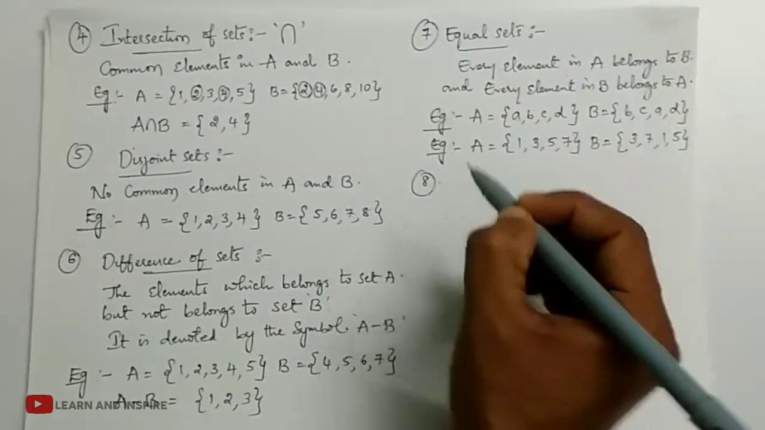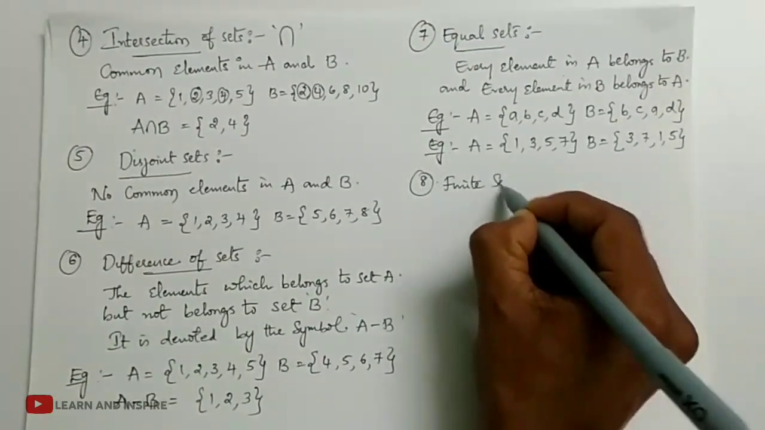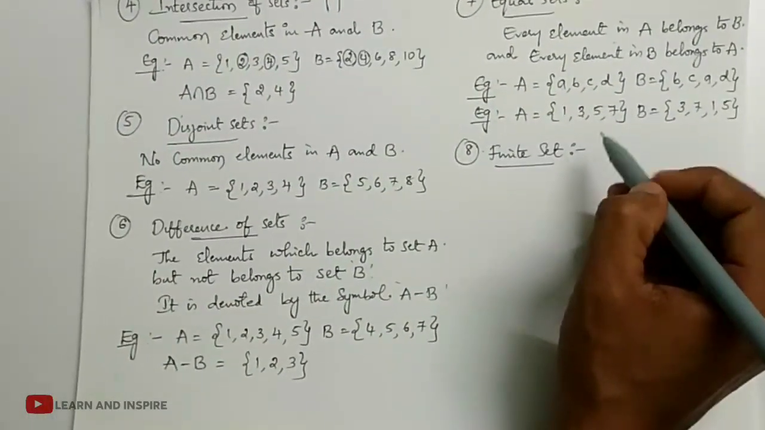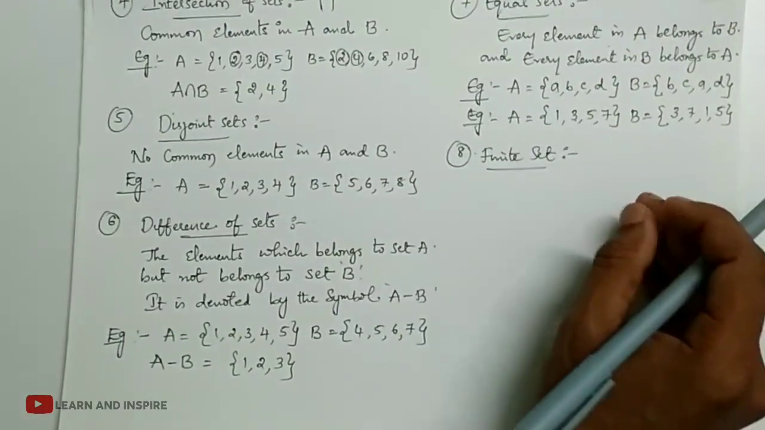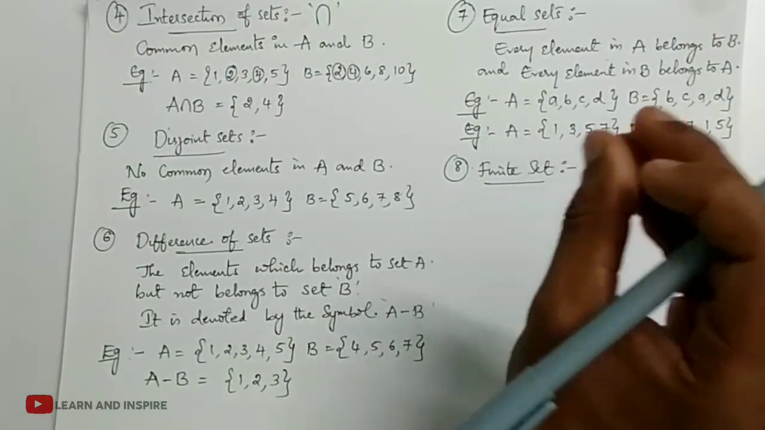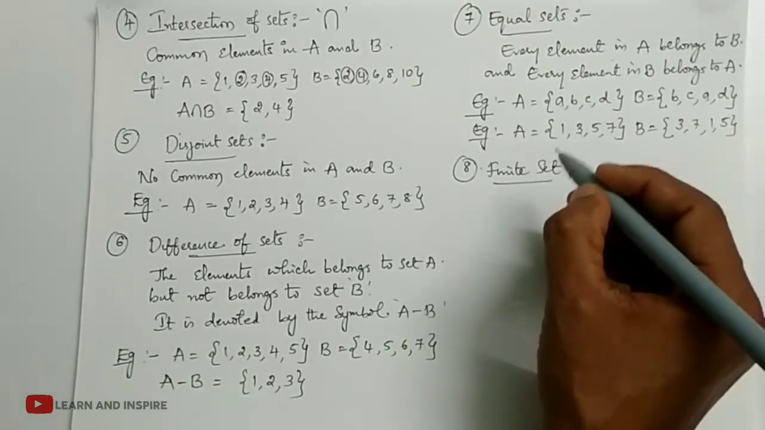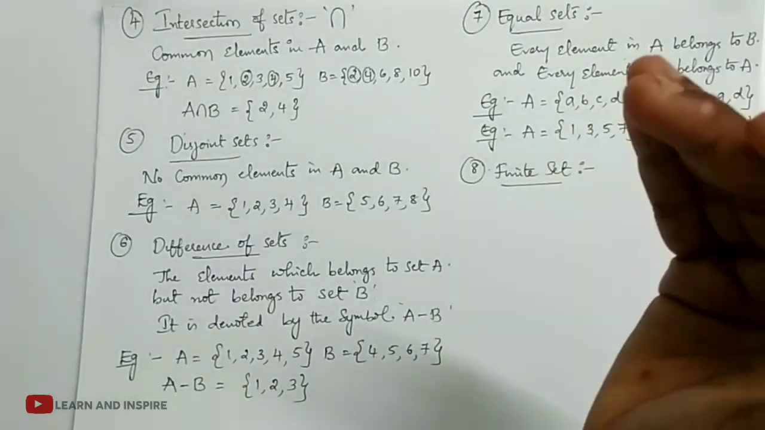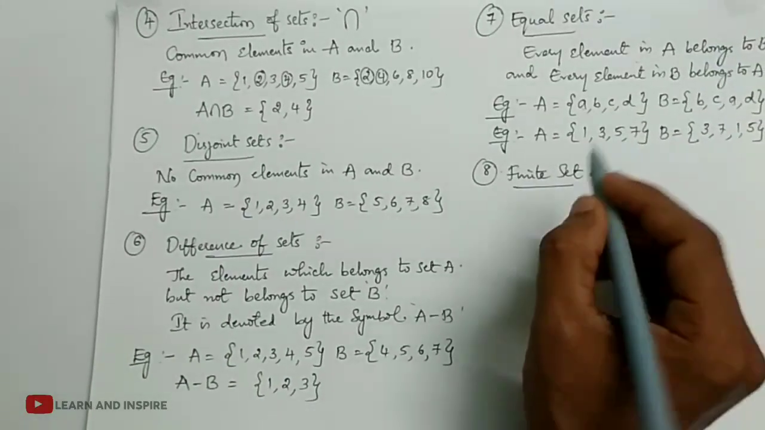Okay, so the next type of set is the finite set. So what is this finite set? A finite set is nothing but a set whose number of elements we can easily count. So we can count the number of elements in a set, so we can identify how many elements are there in a given set. Such types of sets we call finite sets.